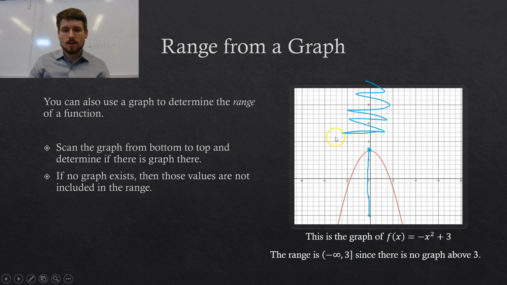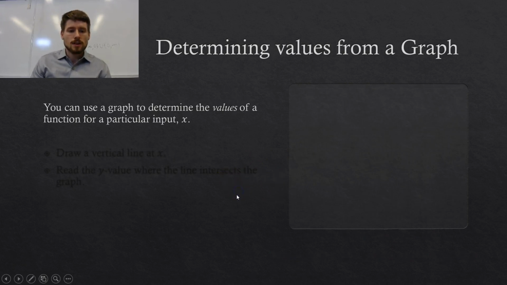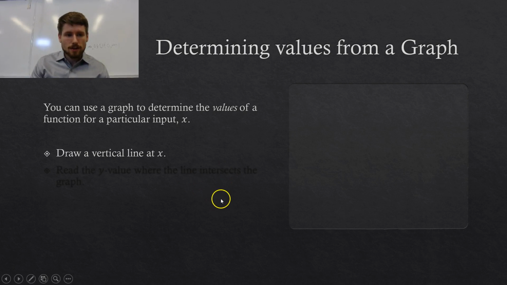Okay. All right. And so you can also use the graph to determine values. Values meaning answers. So if you want to get the value from a graph, you want to draw a vertical line at whatever input you're interested in evaluating.